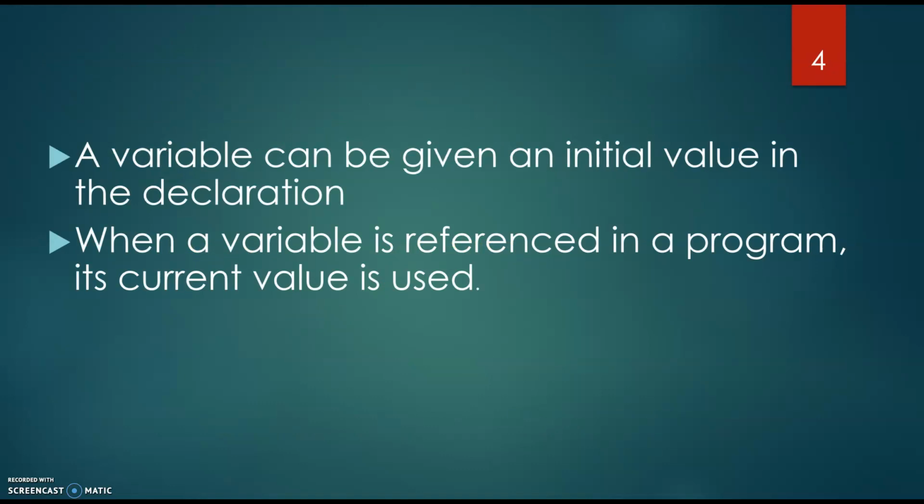A variable can be given an initial value in the declaration. When a variable is referenced in a program, its current value is used. So once we've declared our variables, we can use them to store information as long as the information is of the right type. For instance, if our data type is an int, then we must assign a whole number to the variable. If our data type is a char, then we must assign a single letter or character to the variable. If our data type is a Boolean, we must assign a value of true or false. Let's look at some examples.